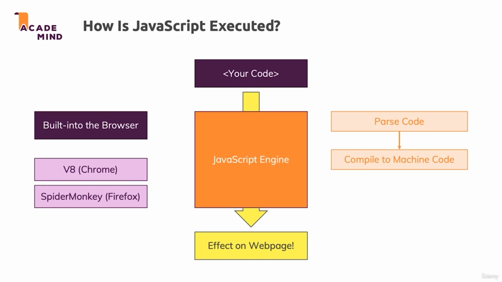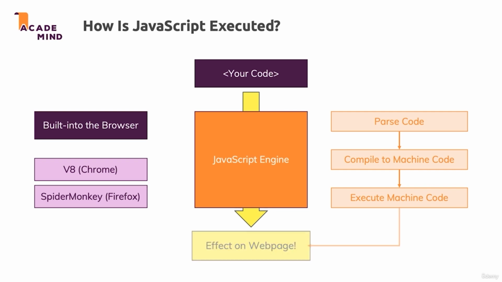So it reads your code, but it does not necessarily execute it like that, but instead it now takes that code and compiles it to code, which is faster to execute by the machine, and then it executes that machine code. This all happens in the browser with the help of the JavaScript engine. And then when that code is executed, we have that effect on our web page.